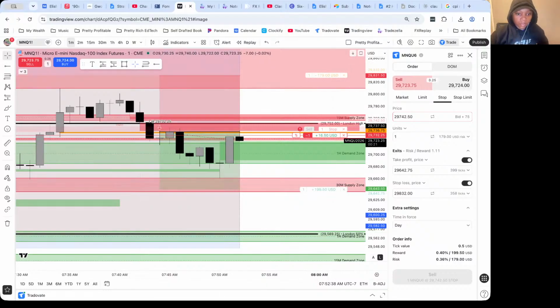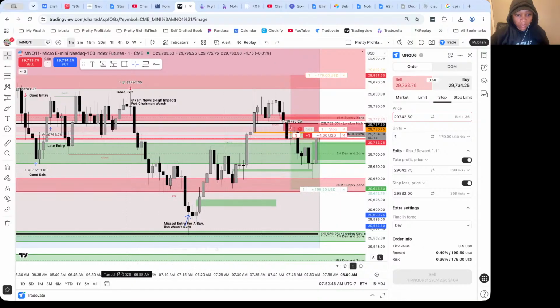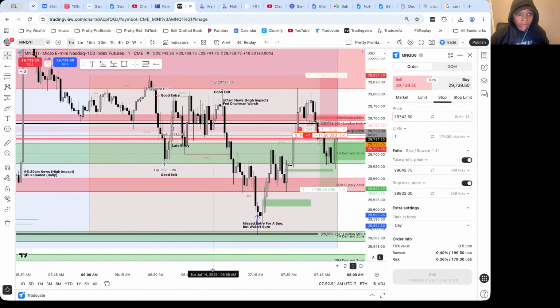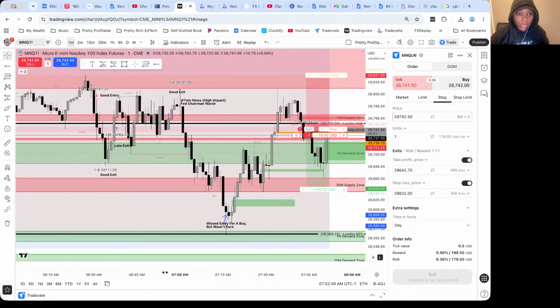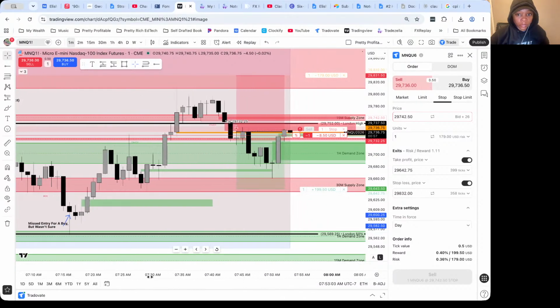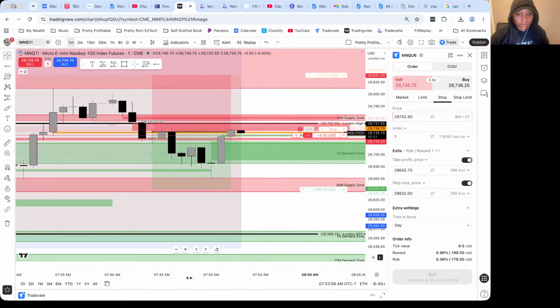Now let's see. What's the highest price it got to? The highest price it's gotten. It got higher, but during this session, the highest it got was where my stop loss is. Okay. So that's me trusting that.